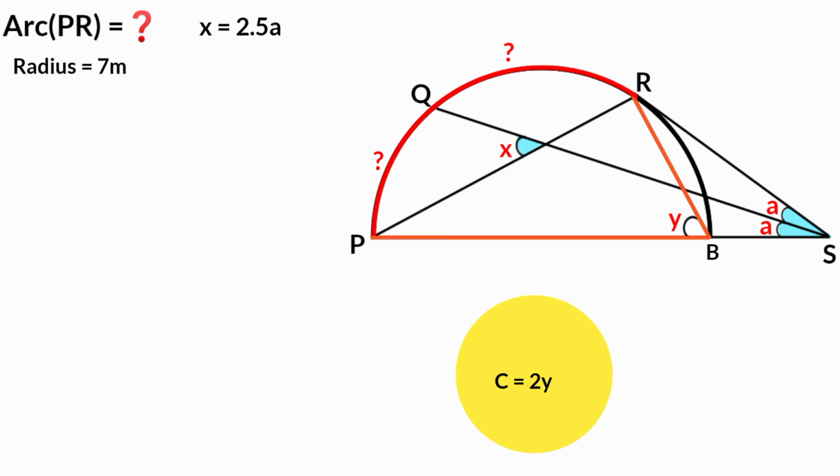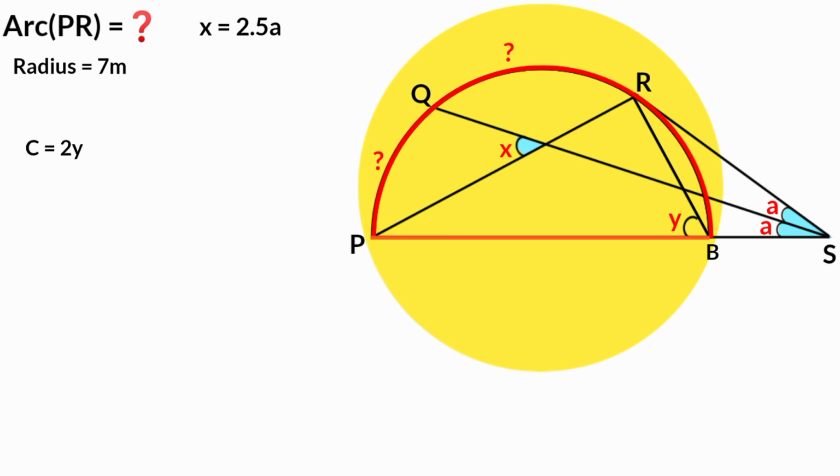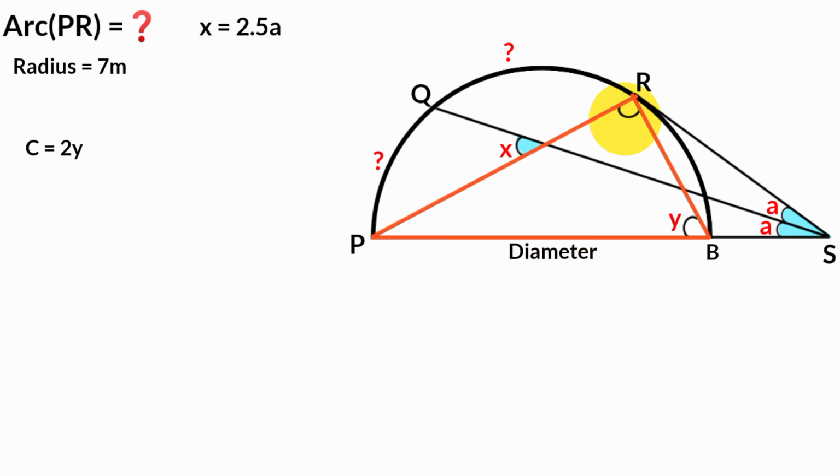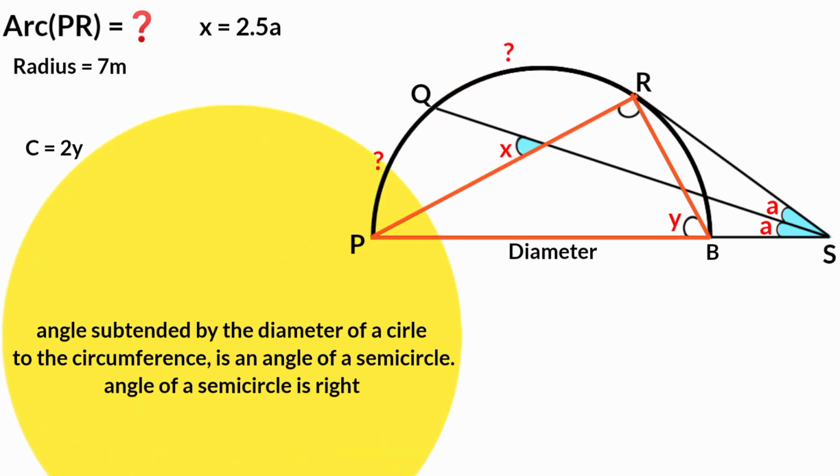Now what is Y? We don't know. But look at this semicircle. We know a semicircle has an arc, that is arc PB, and a diameter. That is, this side PB is a diameter. Now look at this angle BRP. It is subtended by this diameter to the circumference. We know an angle subtended by a diameter to the circumference is an angle of a semicircle, which is a right angle. Therefore, this angle here is a right angle.